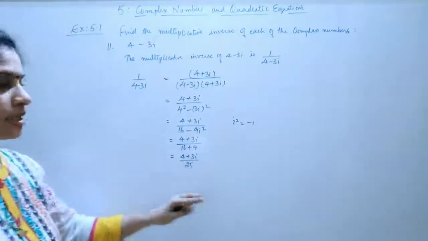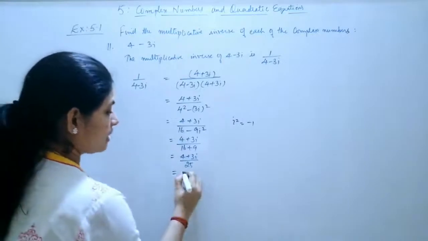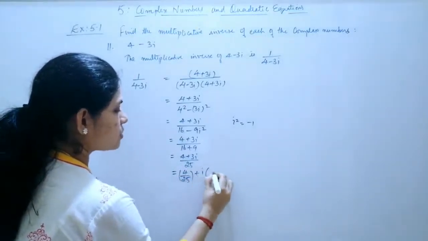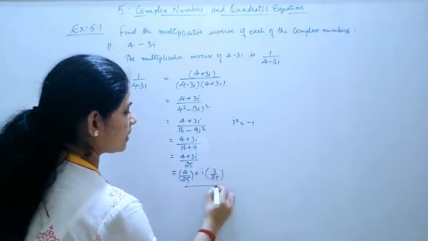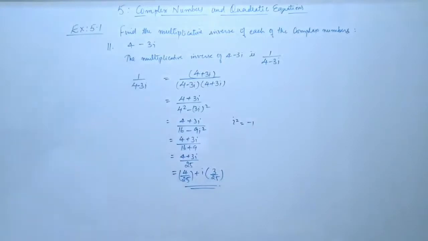Now you have to just rewrite this, splitting the real and imaginary part separately. So you will get 4 by 25 as the real part plus i into 3 by 25 as the imaginary part. So this is the multiplicative inverse of 4 minus 3i.